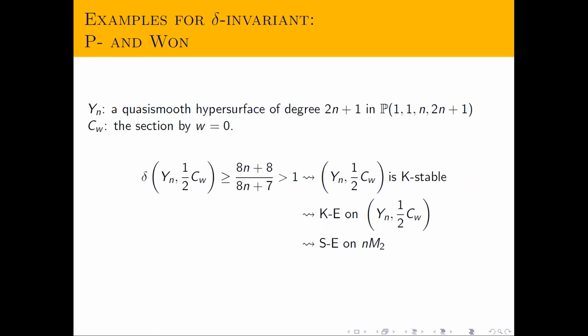Then we approximate this delta invariant. This work was three years ago, so not many machineries were introduced. We used the Newton polytope method, in a very complicated way, but nowadays it's very simple. We succeeded in approximating this number, and it turned out to be bigger than 1. That means this is K-stable, so you get the Kähler-Einstein metric, and again you have the Sasaki-Einstein metric on this n and 2.